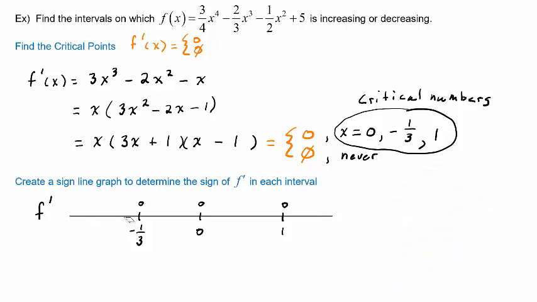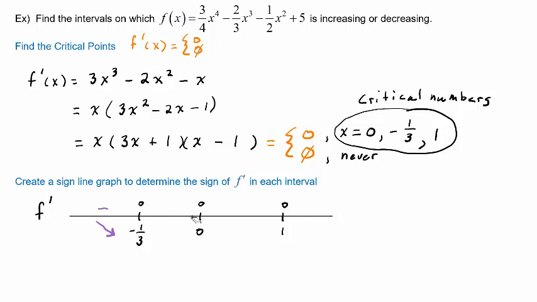In this first interval, we could use negative 1 as a test point. So we would have a negative here, this one would be negative, and this one would be negative. A negative times a negative times a negative is a negative. So that means f is decreasing on that interval. And you can either write out the word decreasing or you can just use a downward arrow.